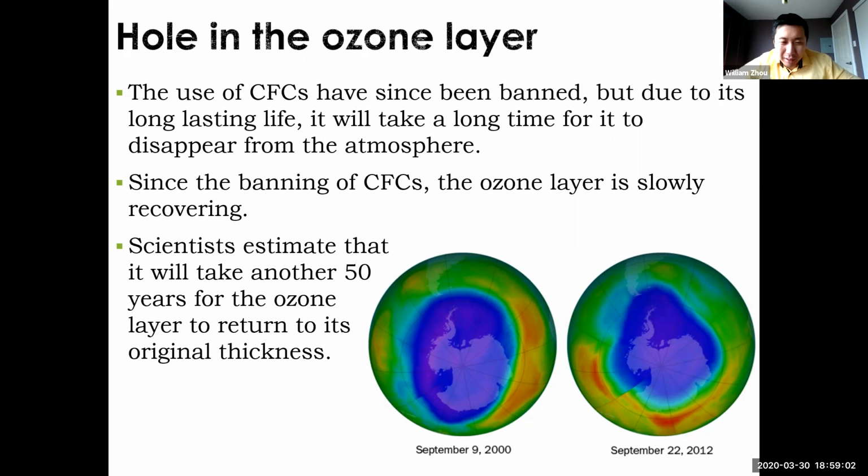But I probably won't live to see that day. I might. It depends on my luck. You guys probably should live to see that day if nothing goes wrong. So, yeah, hopefully by then the ozone layer is fixed.